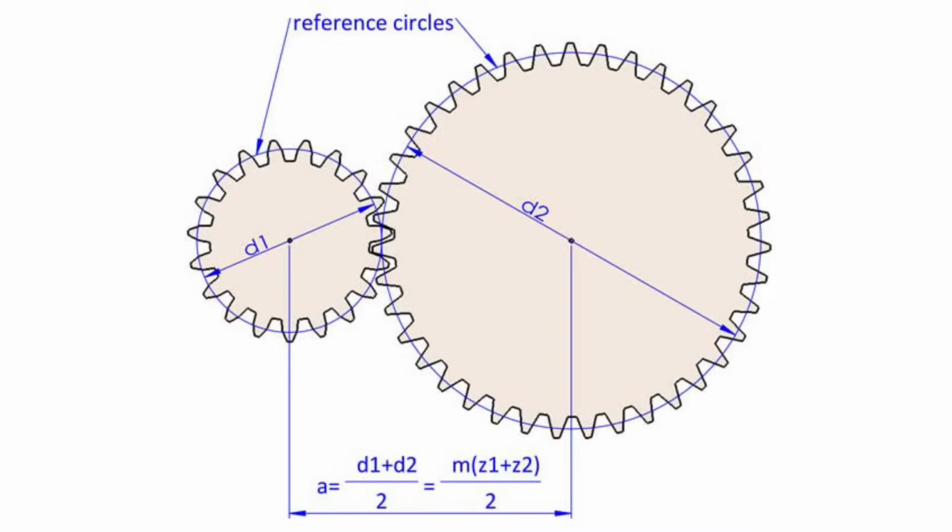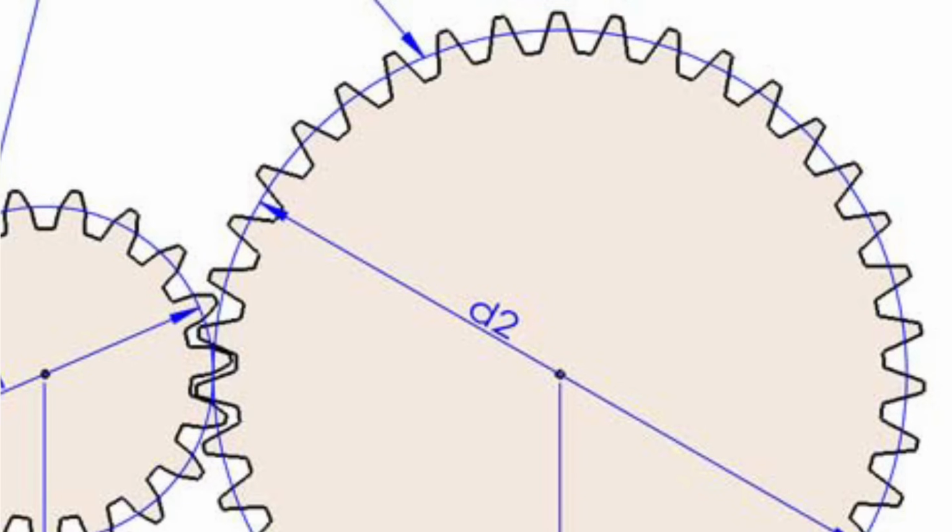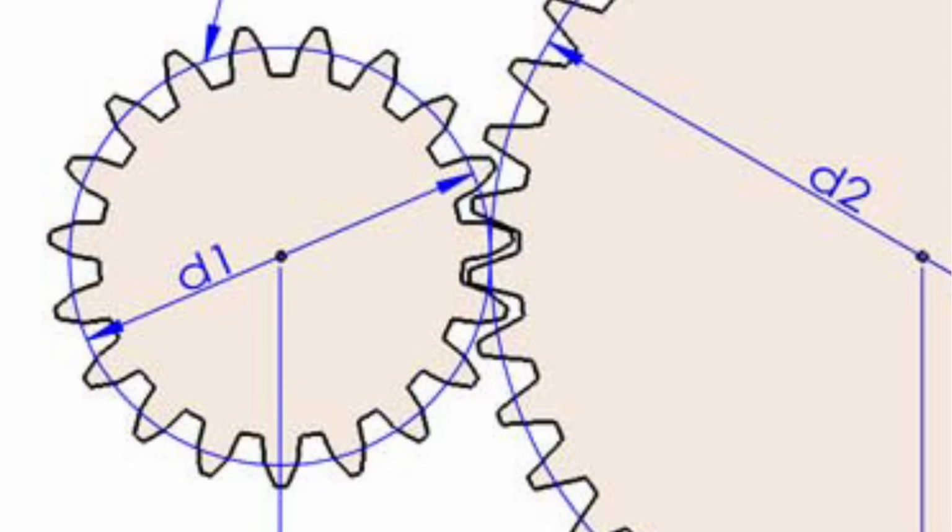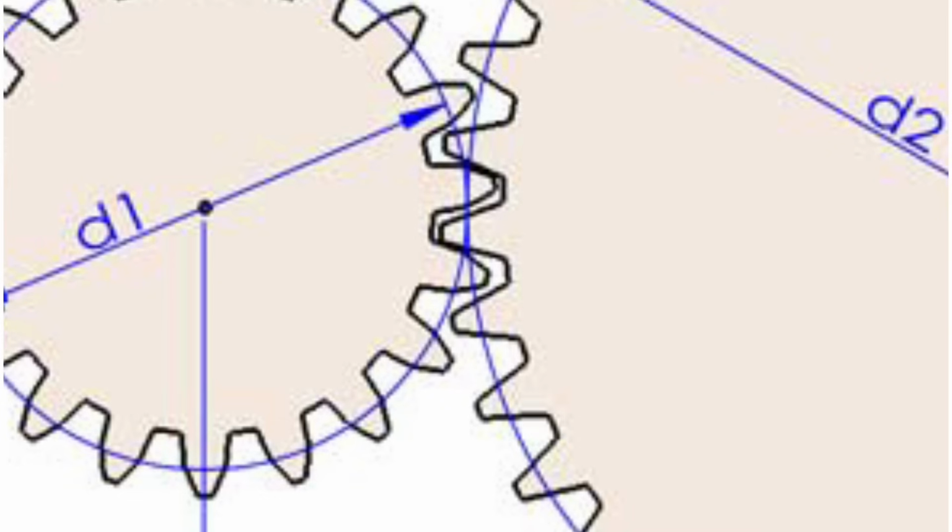The reference circle or pitch circle of a gear is a circle that cuts approximately through the center of the gear's teeth. The reference circle is important because the teeth can only mesh if the reference circles of 2 gears are tangent to each other.